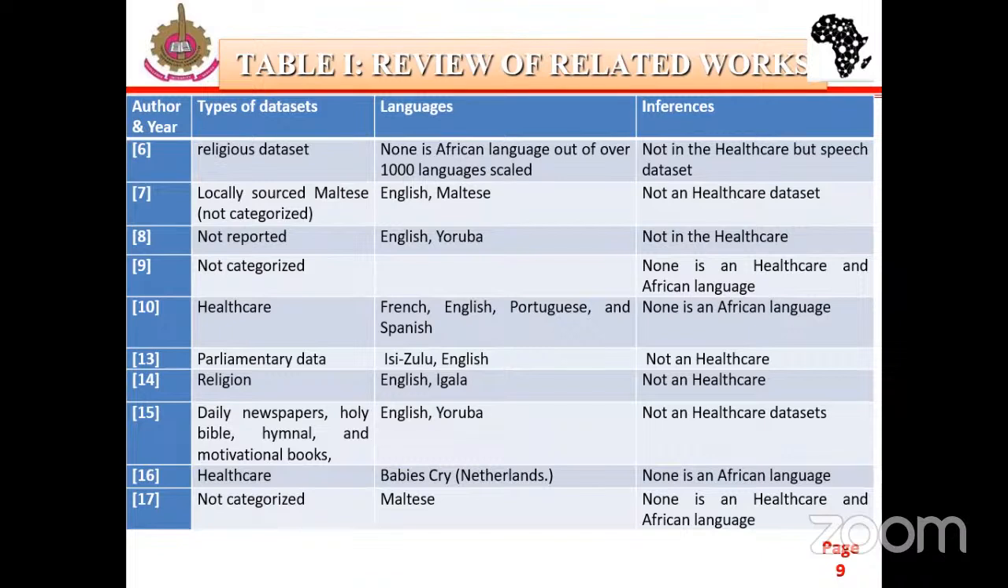So reference 15 used a daily newspaper, Holy Bible, hymnals, and a motivational book for translation. And it was in text, and it was only translation on English and Yoruba. It wasn't in the healthcare domain. Reference 16 was in the healthcare domain. This paper collected baby cries from the Netherlands, of babies less than 6 months old, and they got hundreds of Netherlands babies that were crying.